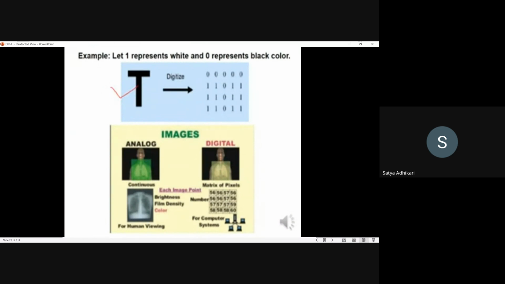You see here the letter T, where 0 represents the black color and 1 represents the white. This is the digitalization of the image T. When we digitalize it, it is converted to its gray level values 0 and 1, where 0 represents the black color and 1 represents the white color.